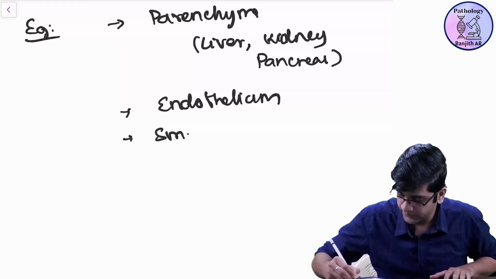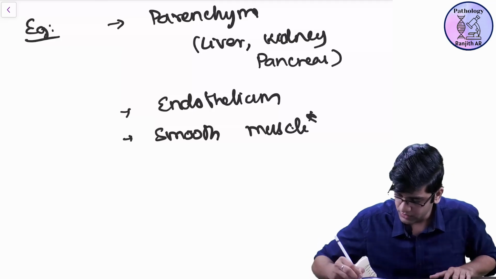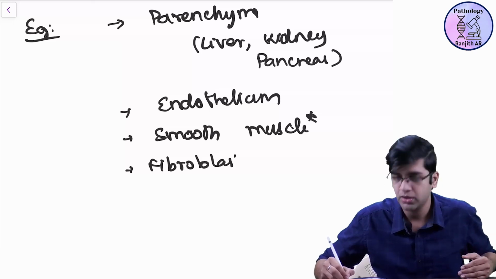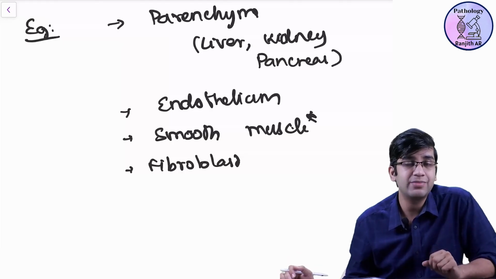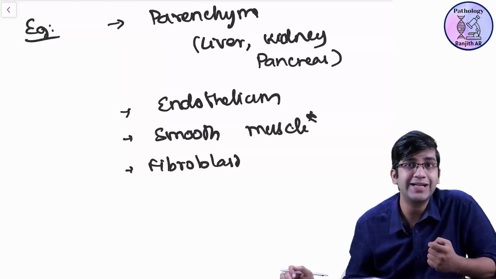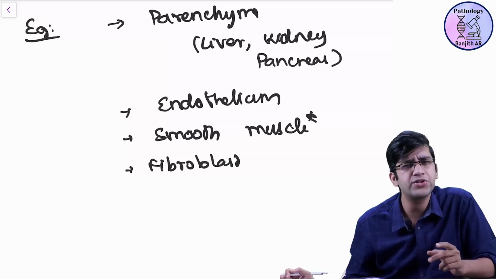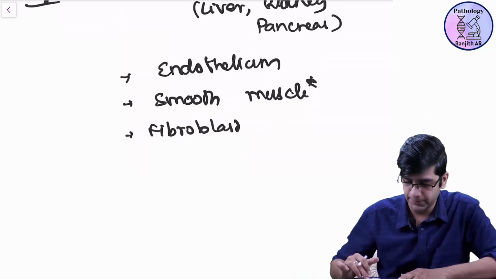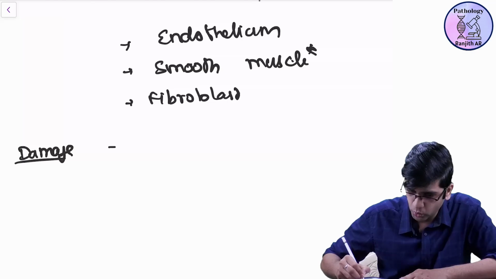Smooth muscle cells, put a star here on smooth muscle, I'll tell you why. Fibroblasts are also stable cells. Why did I ask you to put a star on smooth muscle? The other two muscles, cardiac muscle and skeletal muscle, we will read under permanent cells. So I don't want you to get confused about smooth muscle, right? Smooth muscle is a stable cell. The other two muscles are more or less permanent cells. So when there is an injury, when there is damage to any of the stable cells, what will happen?